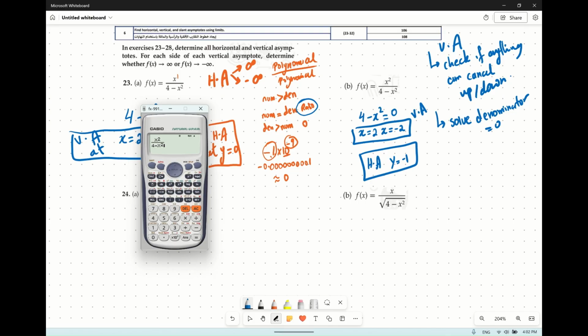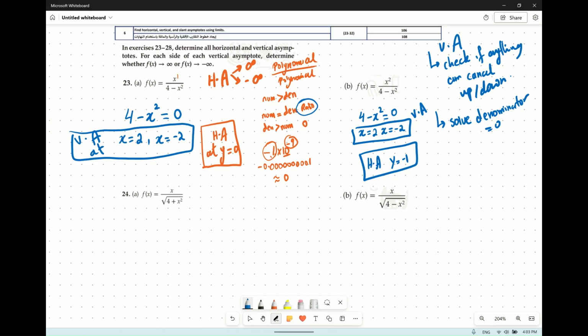And then I will click calculate, and then I will put a very large positive number. So I got negative 1. Again, I will click calculate, and I will put a very large negative number. So again, what did I get? Negative 1. So there's a horizontal asymptote when y is equal to negative 1.